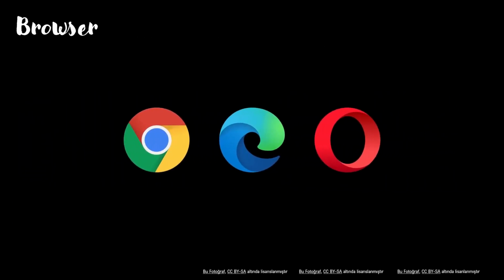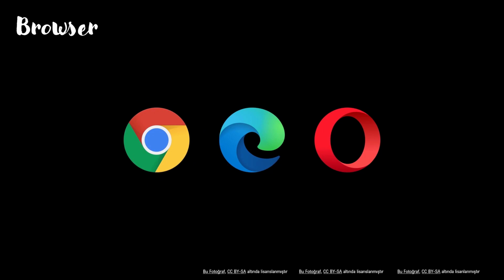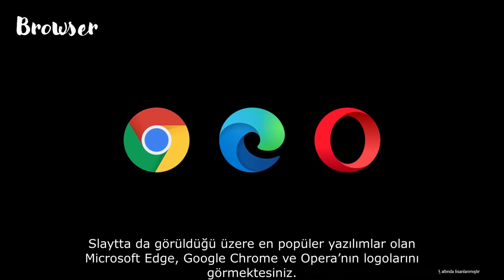Browser. Web browser is the general name of software that enables users to obtain and view information resources on the web. As you can see on the slide, you see the logos of the most popular software: Microsoft Edge, Google Chrome, and Opera.